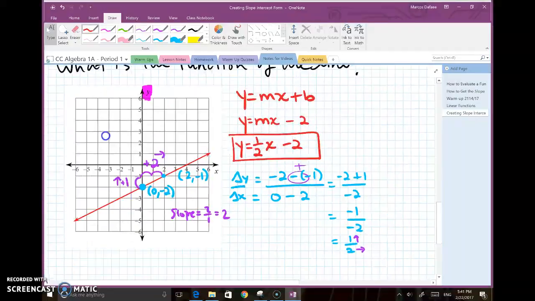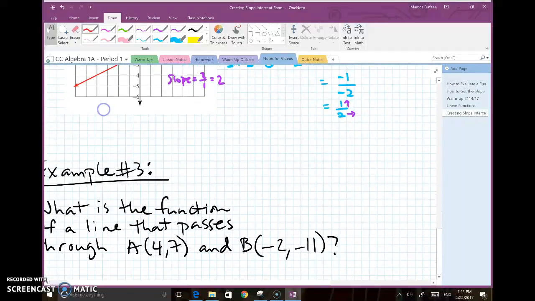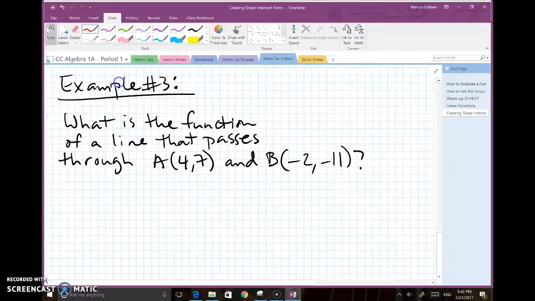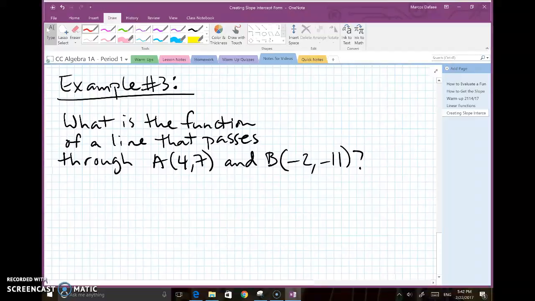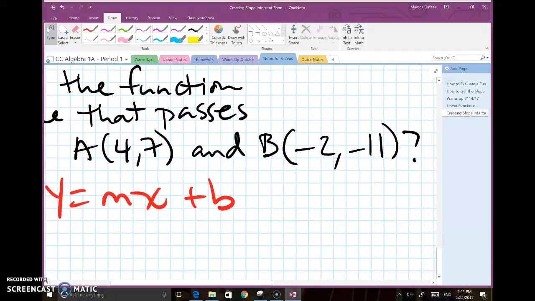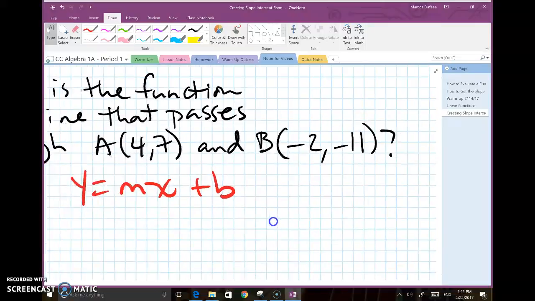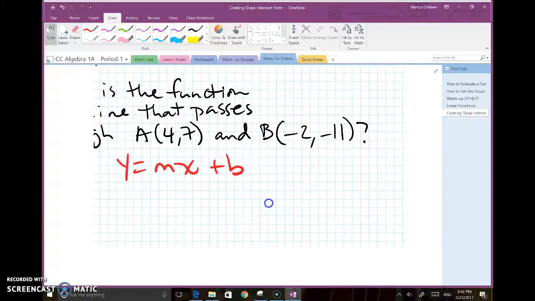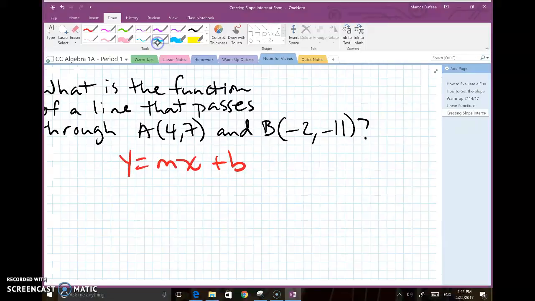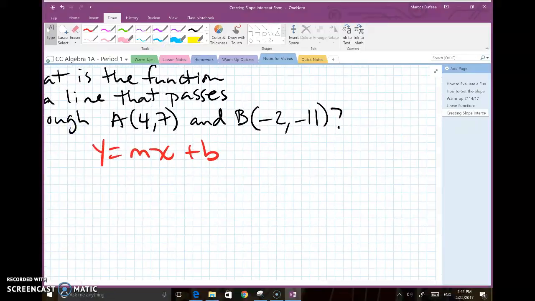This is example 2. Now in example 3, it's asking what is the function of a line that passes through these 2 points. Now right away you should note that when you look at this, there is no point that gives you the y-intercept right away. So what that means is that it needs to be calculated. And if you don't know the y-intercept immediately, you go for the slope. So first I'm going to get the slope.